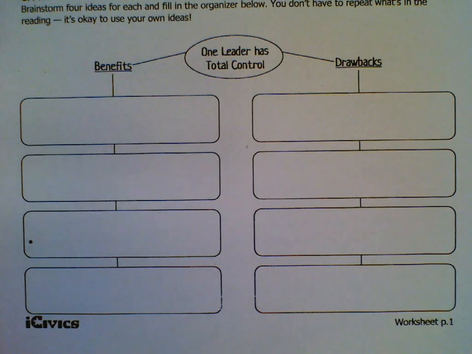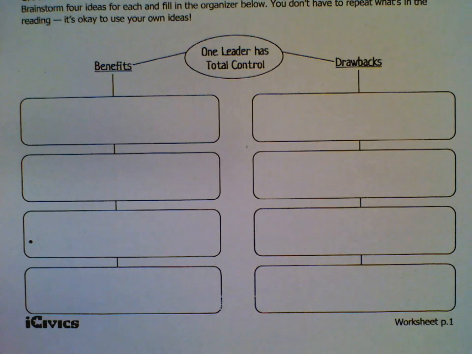Obviously some drawbacks. But if you think about what some of the benefits are, in the first one there, it's easier to make changes. We saw under the Articles of Confederation it was impossible because you had to have all of them agree. The Constitution we created makes it a little easier, but still it takes a lot to change our Constitution. It's only been done 27 times. So if you only have one leader, it's very easy to make changes. They decide and they make the changes.